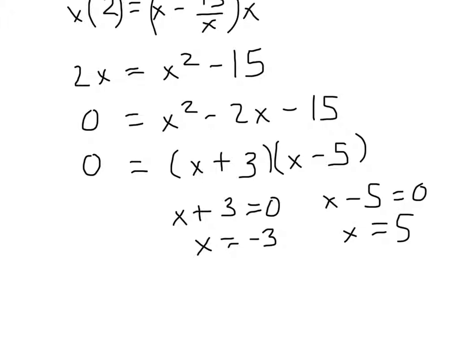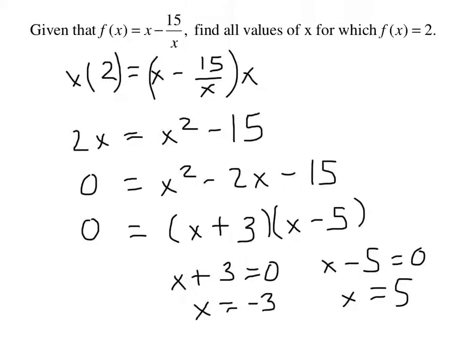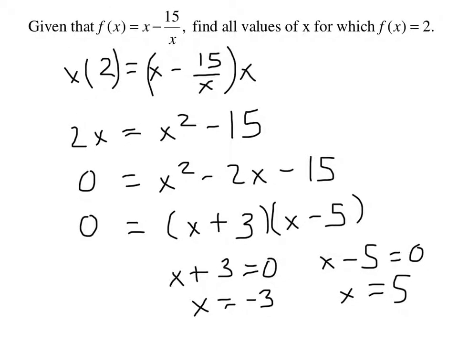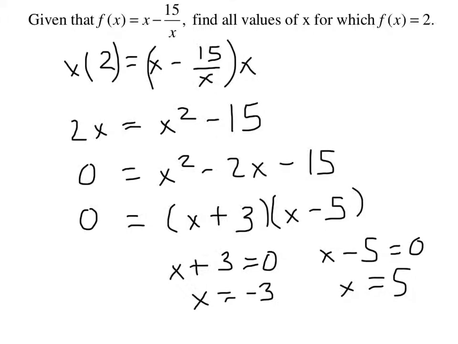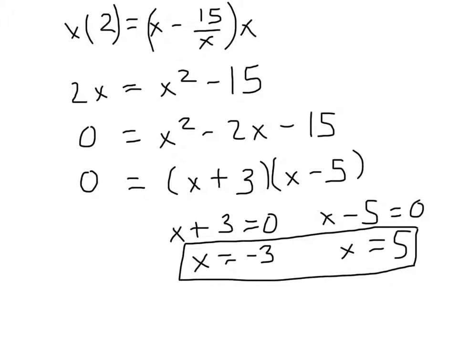and we want to look back in the original problem. Are -3 and 5 valid answers? Yes, they're okay. Neither one causes division by 0. So those are our two solutions. And that's all for section 5.5.